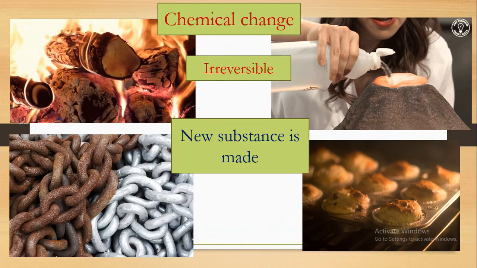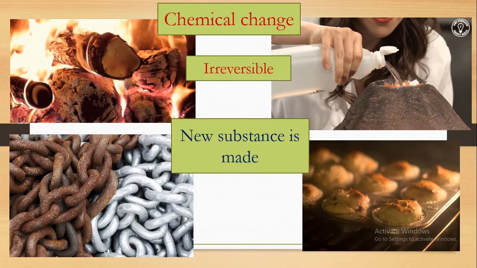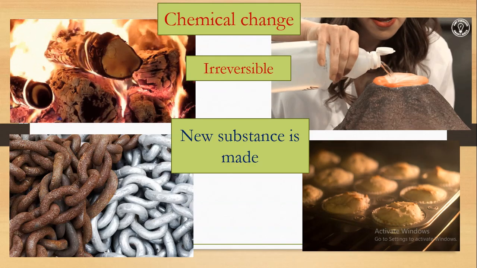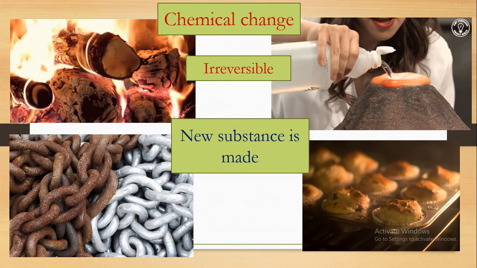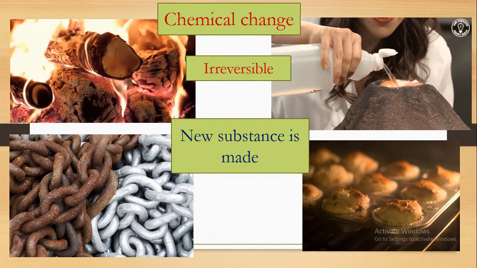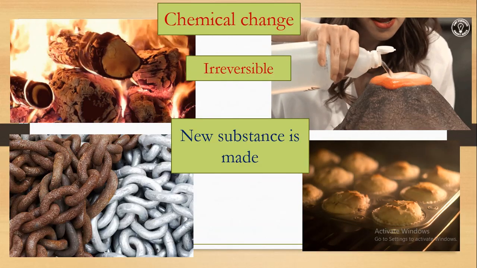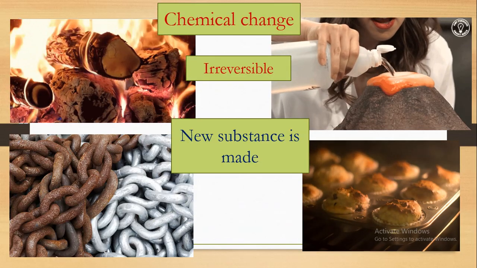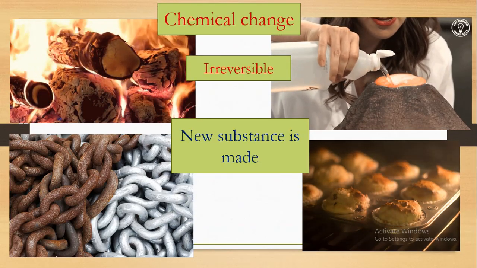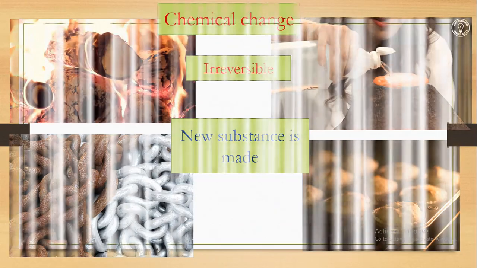If you want to determine if a chemical change has occurred, you need to ask this question. Was the substance formed present before? If the answer is no, then it's a chemical change. Now we're going to talk about some indicators for chemical changes.